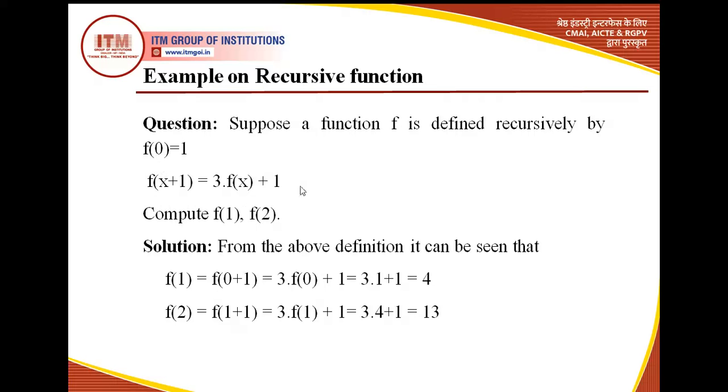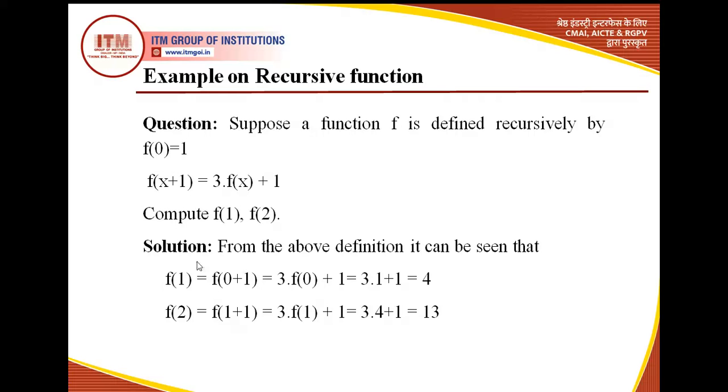There can be a case where the function value at the next step uses two, three, or many values of the function at previous stages. This can also be the case, but we have taken the simplest example here: f(x+1) = 3f(x) + 1. Here you have been given the value of f at 0, that is 1, so you have to compute f at 1 and also f at 2.